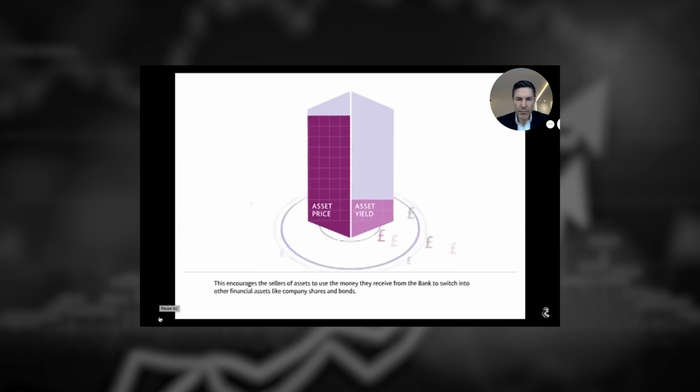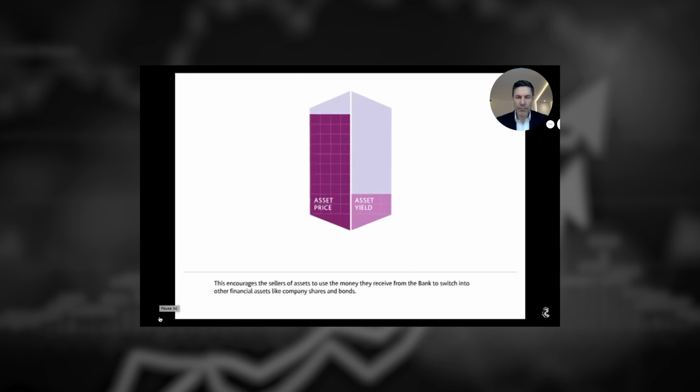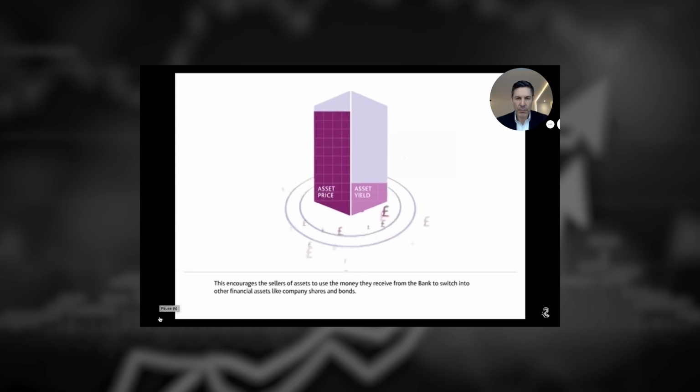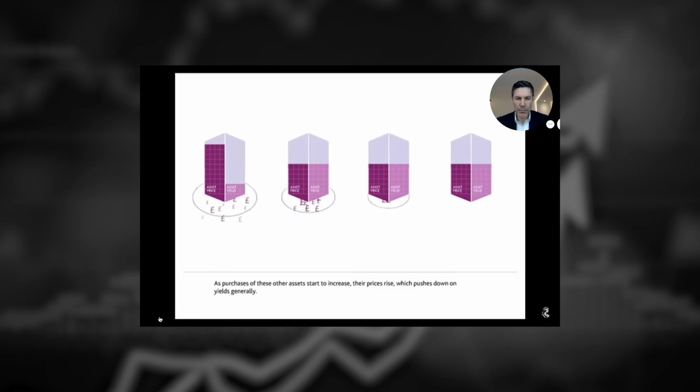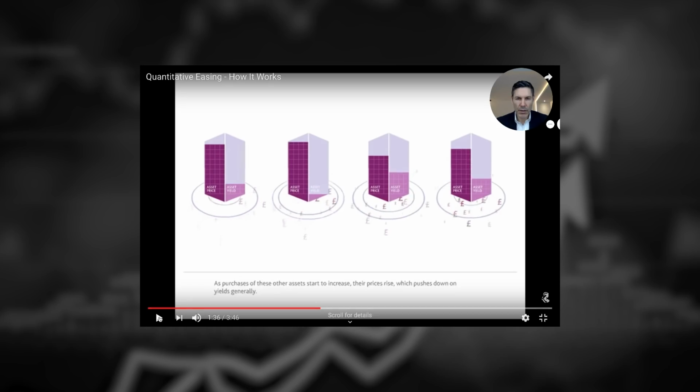This encourages the sellers of assets to use the money they receive from the bank to switch into other financial assets, like company shares and bonds. As purchases of these other assets start to increase, their prices rise, which pushes down on yields generally.